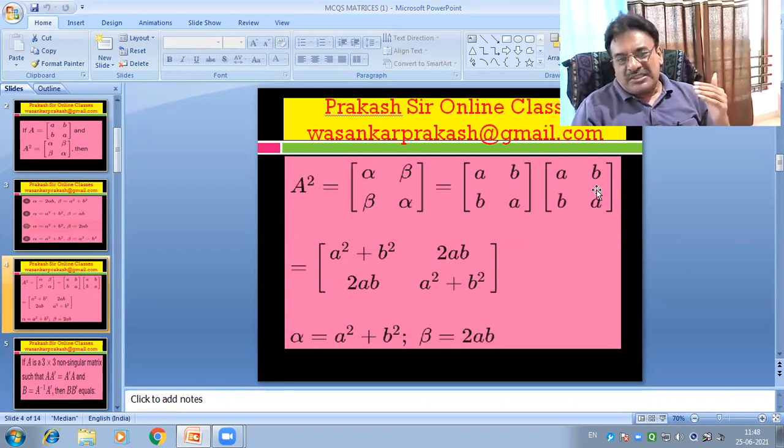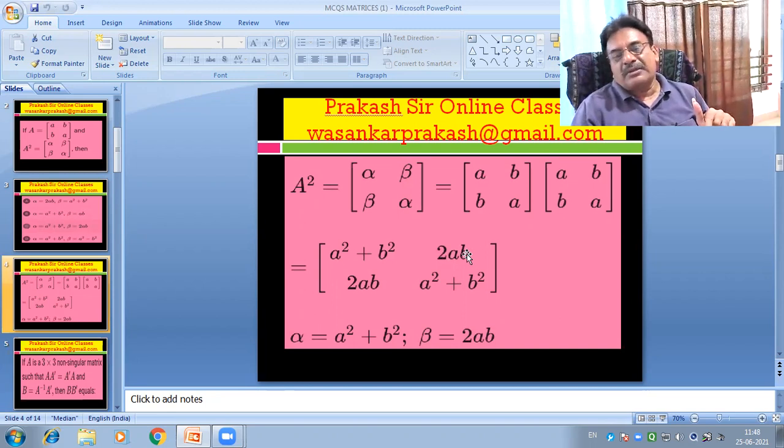And we know the process for multiplication of two matrices. First row, first column, A into A, A square, so right here A square. B into B, plus B square, so right here plus B square. Then first row, second column, A into B, AB, again B into A, plus BA. BA can be written as AB. So AB plus AB, 2AB.